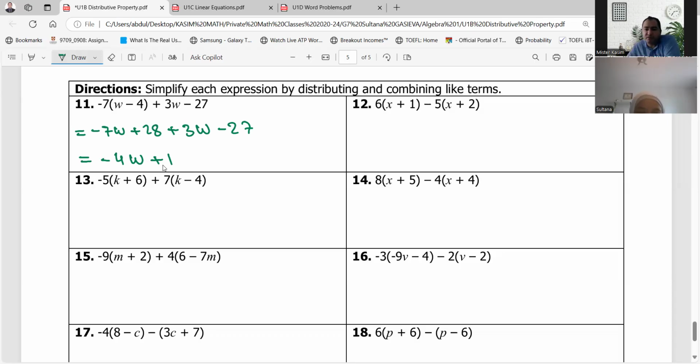Let's try 12, Sultana, come on. Maybe day by day you get better again. I think you forget a lot of things because of the holiday. Anyway, 12. 90 seconds. Okay, Sultana, try to be a bit faster. What you have to do is remove the parentheses and simplify or combine the like terms.